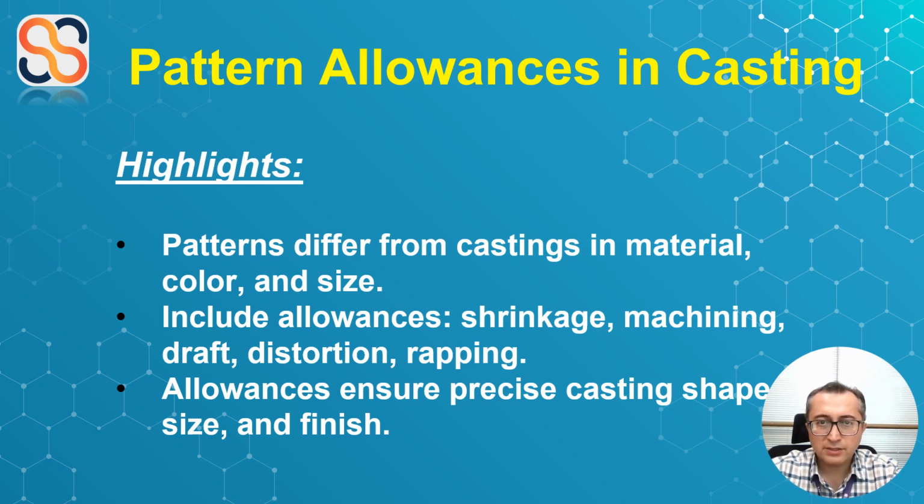Now, patterns are specially designed with additional allowances. These allowances compensate for different factors affecting the final cast. The primary purpose of these allowances is to counteract metal shrinkage during cooling. If we were to make the pattern exactly the size of the final cast, it would result in a much smaller casting. So, pattern makers build in a specific percentage to account for this shrinkage.